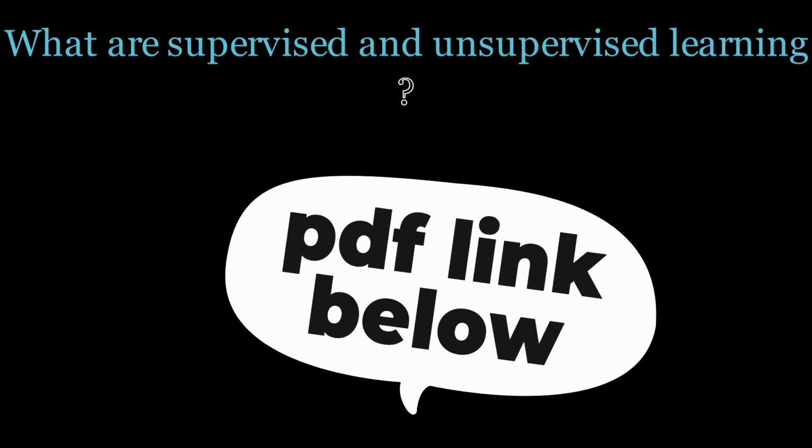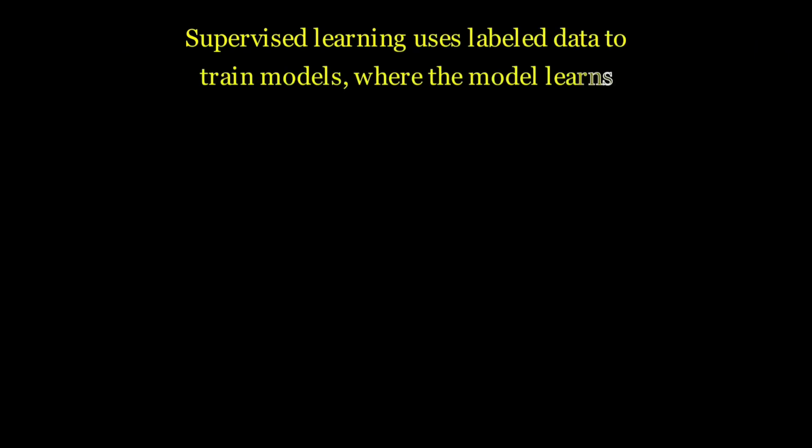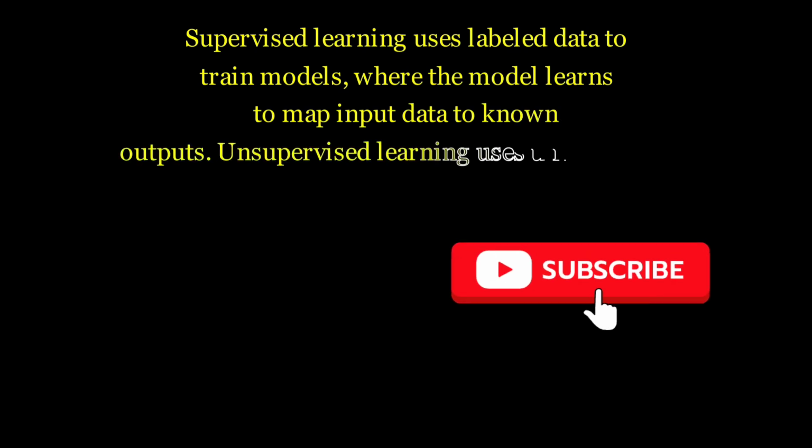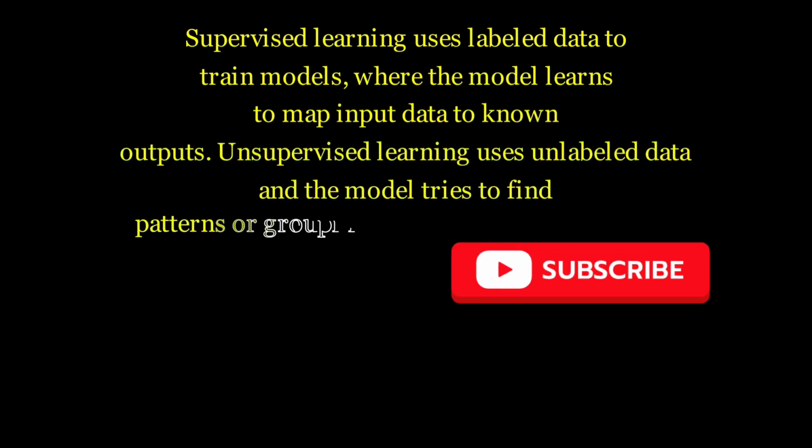What are supervised and unsupervised learning? Supervised learning uses labeled data to train models, where the model learns to map input data to known outputs. Unsupervised learning uses unlabeled data, and the model tries to find patterns or groupings without predefined labels.